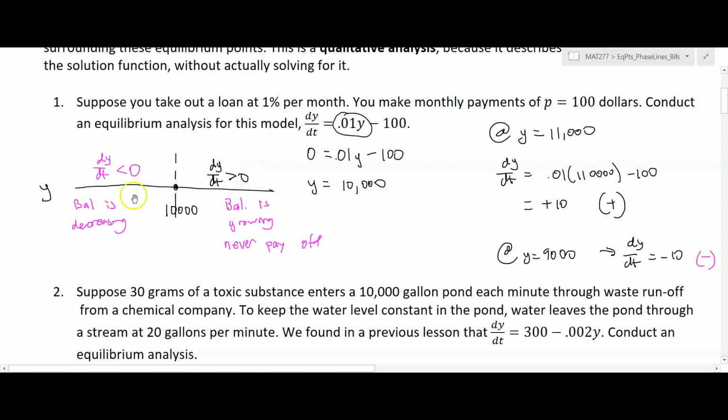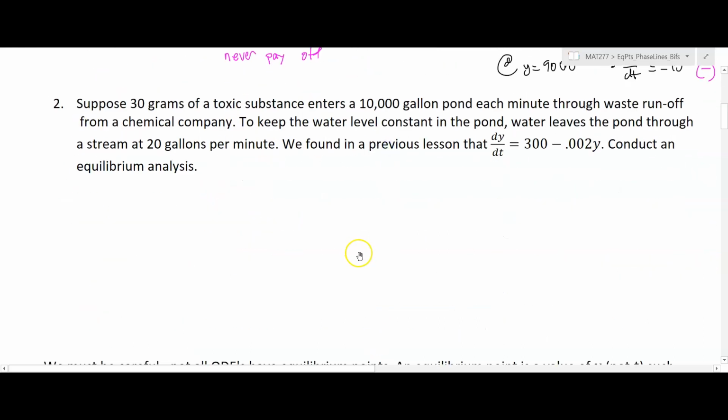Now, we got the gist of things when we actually solved it. We had a function to plot. We don't have a function to plot here, but we were able to make some pretty powerful conclusions.